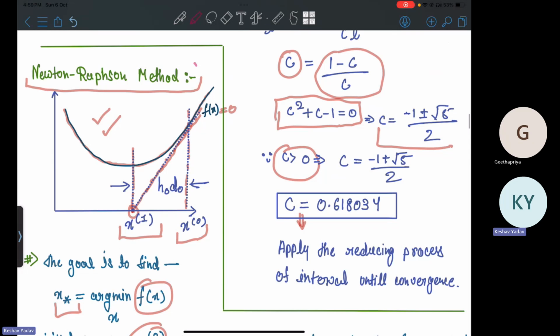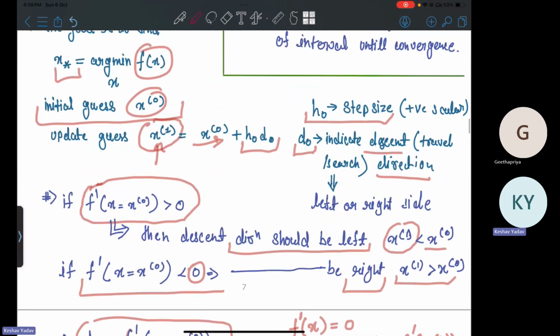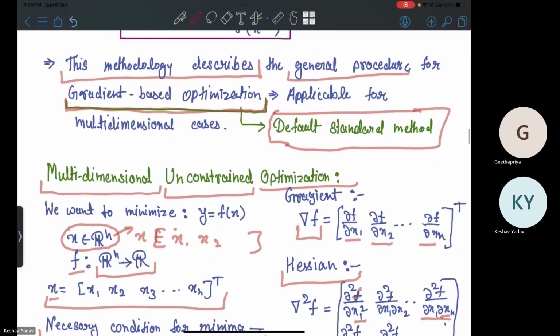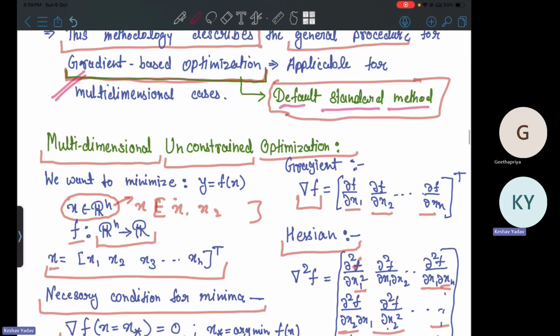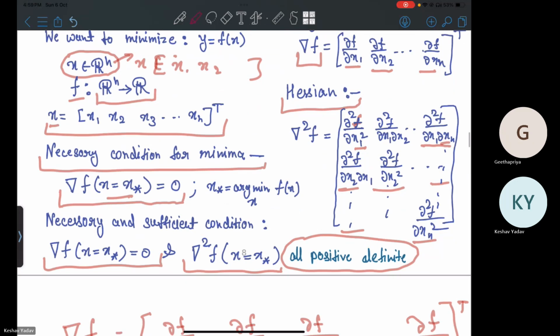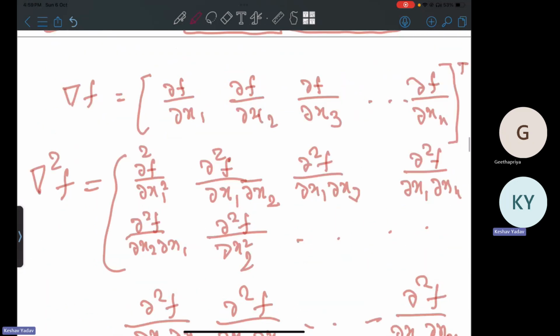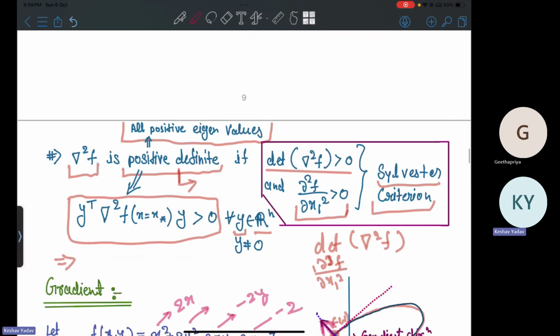Then we have seen the Newton-Raphson method for the 1D case, which is a class of gradient-based optimization methods. That is the default and standard method for optimization problems. Okay. Then we have seen the multi-dimensional unconstrained optimization problem, how the gradient and the Hessian are used to find the minimum of a function.